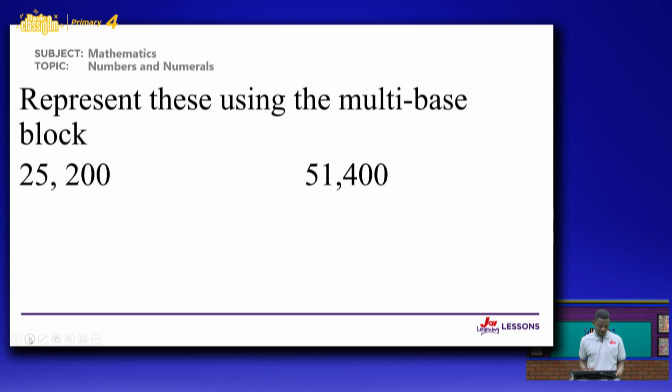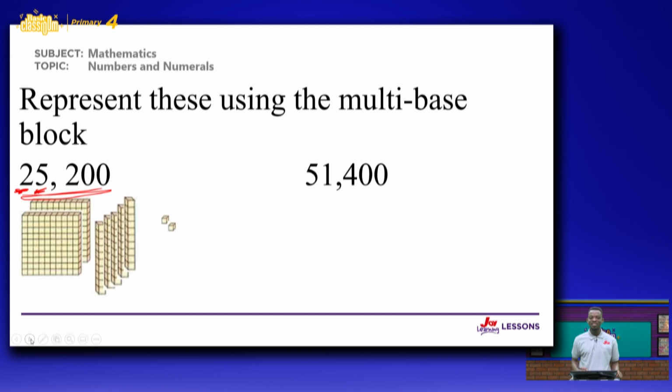So as I said earlier, the units or the cubes will represent hundreds. So for our first number, we are going to have 2 of the cubes or 2 of the units. Then we have 5, which represents 1,000, for our longs. And then we are going to have 2 of our flats. So that is going to be our answer.